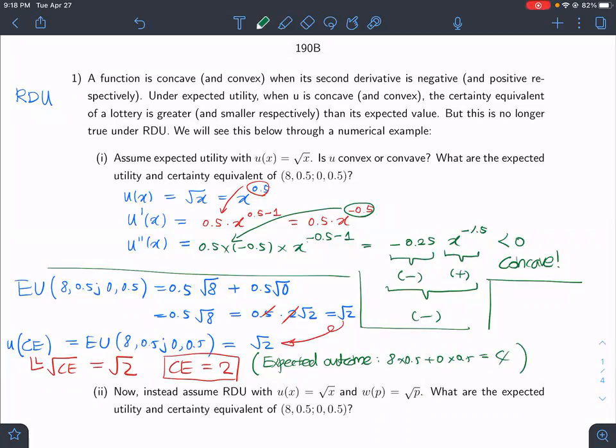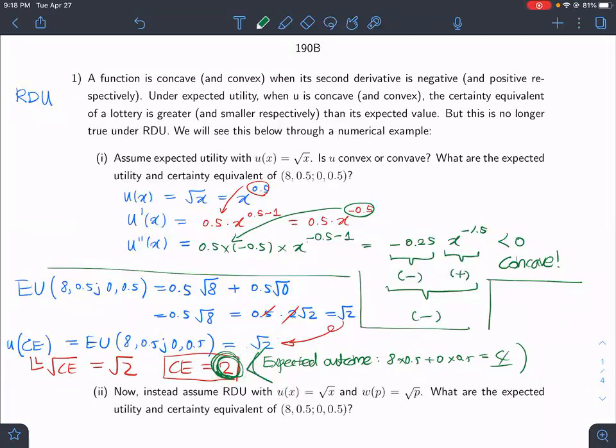Now, which one is larger, certainty equivalent or the expected outcome? The expected outcome is larger. So the expected money from this lottery is larger. This is saying that I should expect less. I'm okay to have a sure outcome that is less than the expected outcome. Why? Because I'm a risk-averse person. I can sacrifice some of the money and get this sure outcome of 2, which is less than the expected value 4.